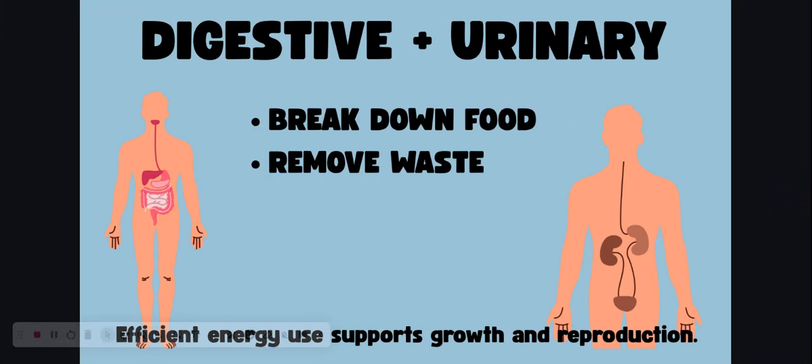Digestive and urinary systems. The digestive system breaks down food into nutrients and energy, and the urinary system removes waste and keeps the body balanced. Organisms that use energy efficiently can grow, heal, and reproduce more successfully.